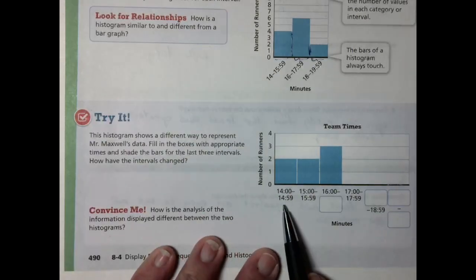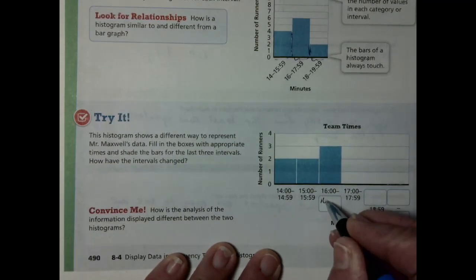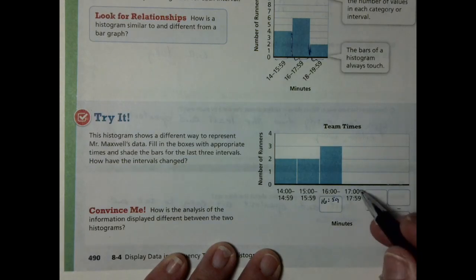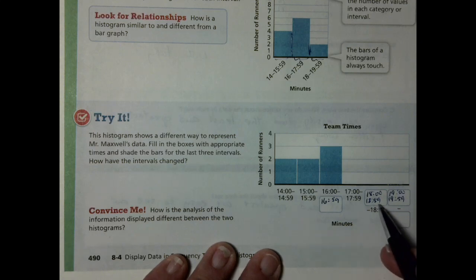So this would be 14 to 14:59, 15 to 15 and 59 seconds, 16 to 16 and 59 seconds, 17 to 17 minutes and 59 seconds. This is 18 to 18:59, and this is 19 to 19:59. Why are we just going to 59? Because the 60th second would make the next minute, which would roll it to here every time.